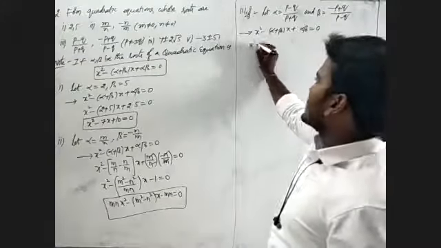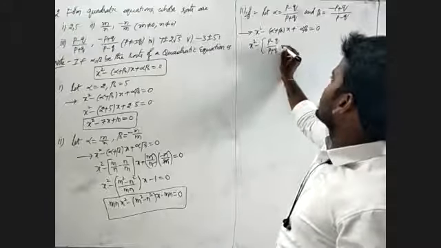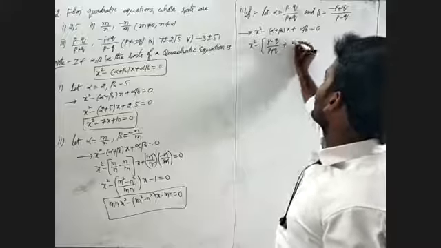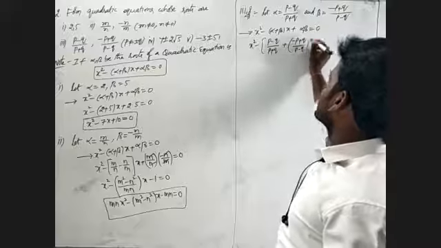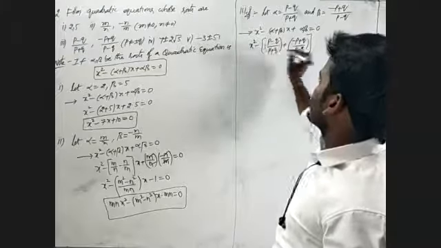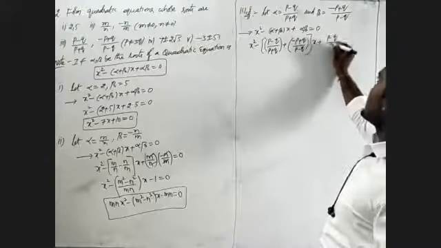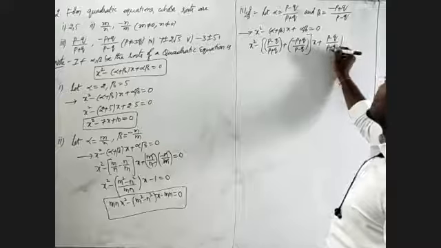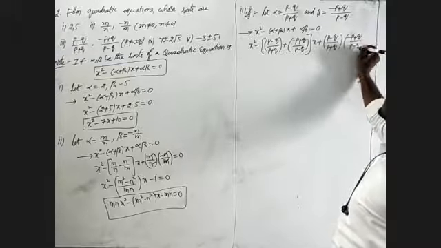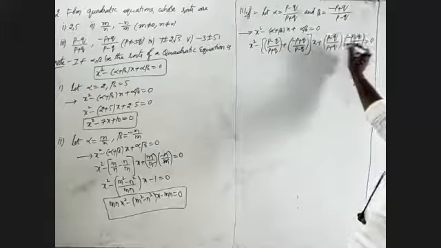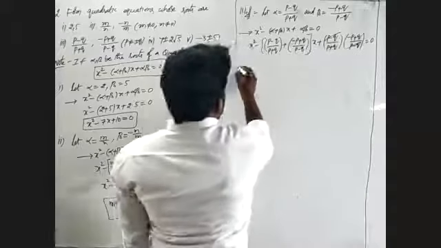That means x square minus [(p minus q) by (p plus q) plus (minus p plus q) by (p minus q)] into x plus, given alpha is (p minus q) by (p plus q) and beta is (minus p plus q) by (p minus q), is equal to 0. Both numerator and denominator will be cancelled, remaining I will write x.